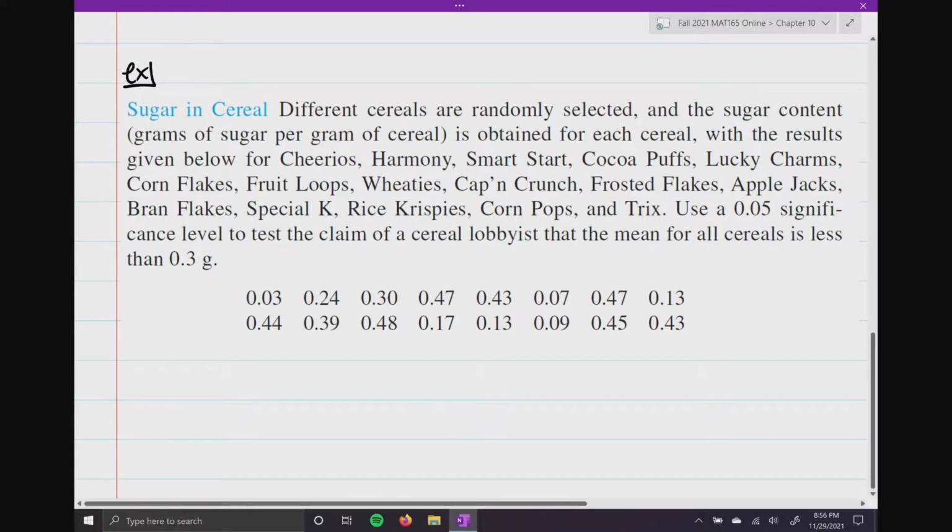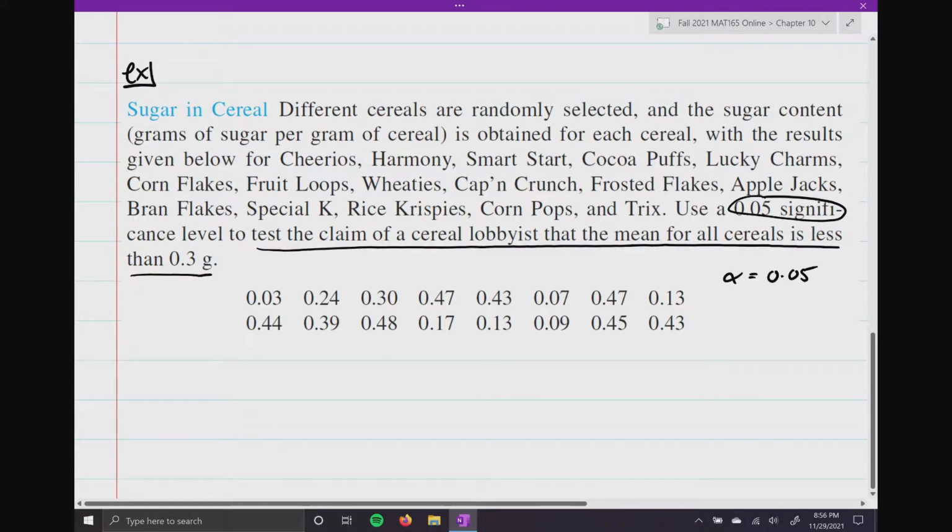So test the claim, cereal lobbyist, that the mean for all cereals is less than 0.3 grams. We need a 0.05 significance level. So alpha equals 0.05 and n equals, I don't even know what n equals. Let's see here. 2, 4, 6, 8, 10, 12, 14. We have 16 cereals. All right.